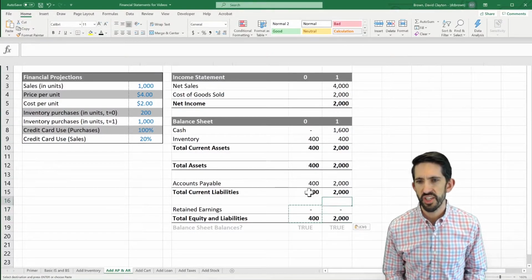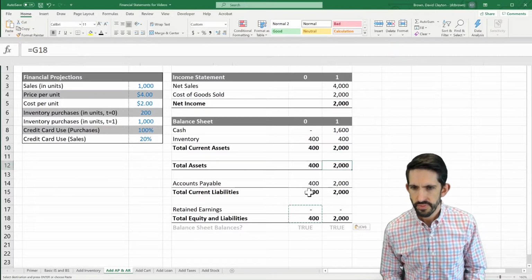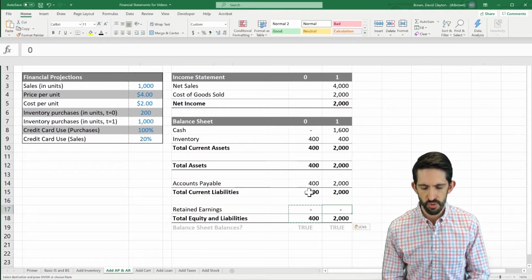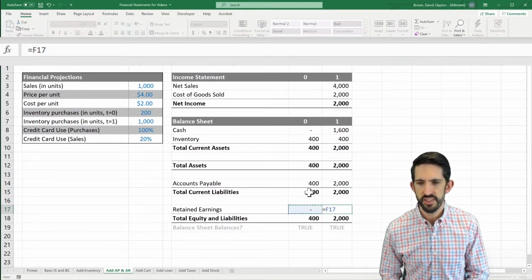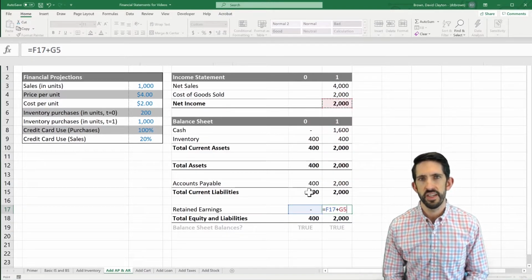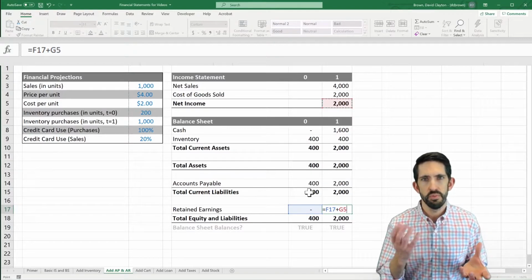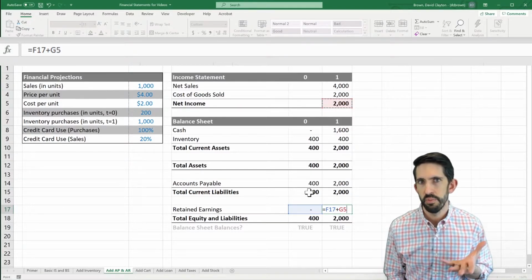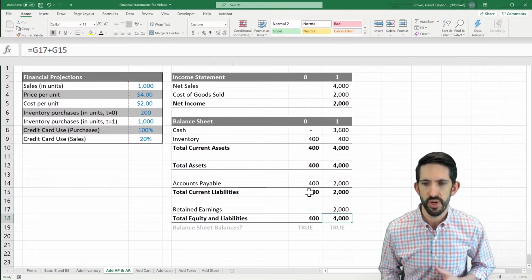And we can see that we actually now have, I overwrote our retained earnings. That was my mistake. Let's add that back in. Again, retained earnings is whatever you had last period plus the new net income minus any dividends. We don't have any dividends right now.